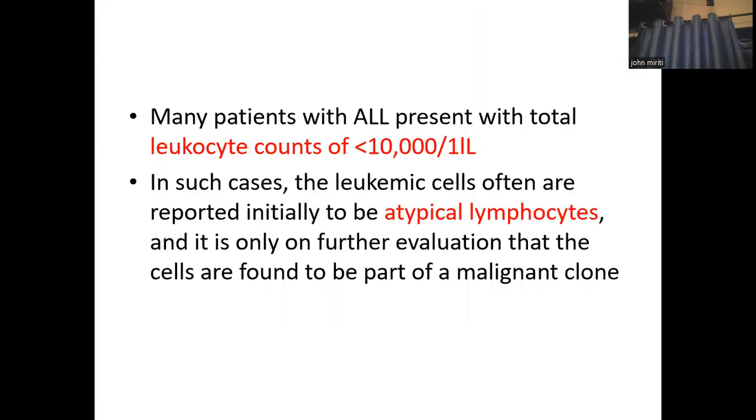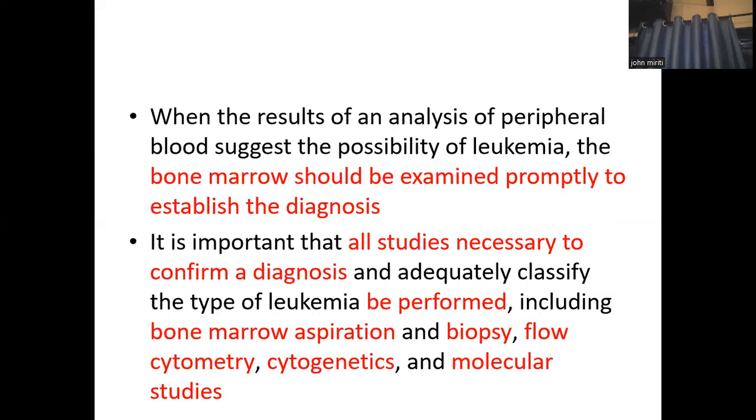So many patients with acute lymphoid leukemia present with a leukocyte count of less than 10,000, and in such cases the leukemia cells are often rare lymphocytes with atypical features, and it is only on further evaluation that the cells are found to be of a malignant clone. So when the result of an analysis of a peripheral blood film suggests the possibility of leukemia, the bone marrow should be examined promptly to establish the diagnosis.